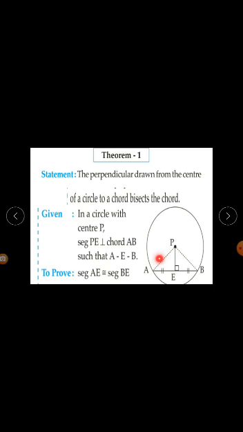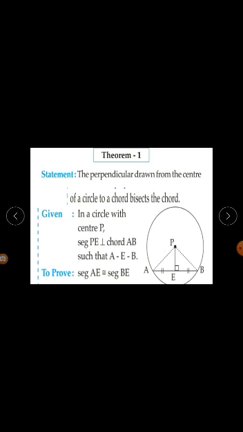Now hypotenuse PA is congruent to hypotenuse PB. Reason is radii of the same circle. Now side PE is congruent to side PE, common side. Therefore, triangle PEA is congruent to triangle PEB by the hypotenuse side test. So, when two triangles are congruent, their corresponding sides are congruent by CSCT. Therefore, side AE is congruent to side BE.